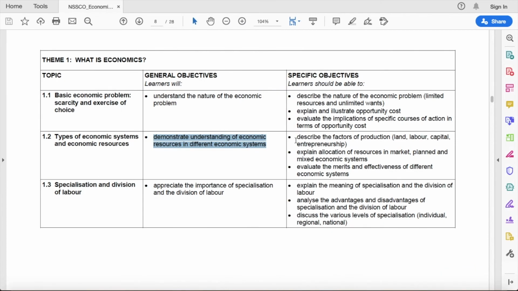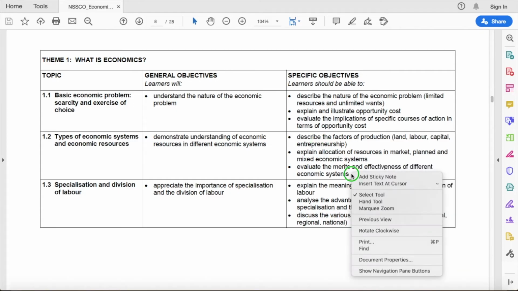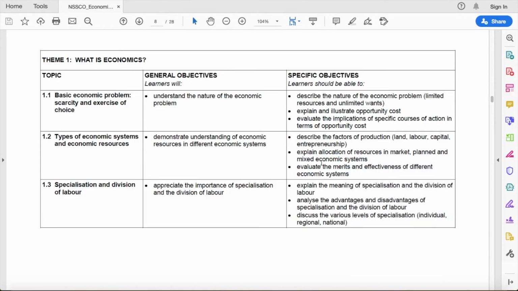All right. And then, of course, now this is where the tricky part comes in. There are how many of them? 1, 2, 3. Now, you look at them and see, can I teach all these 3 in 40 minutes or not? Now, you look at it: describe the factors of production, land, labor, capital. Then explain allocation of resources in the market, planned and mixed economic systems. So now it's up to you. Do you think you can cover all the 3 in 40 minutes?